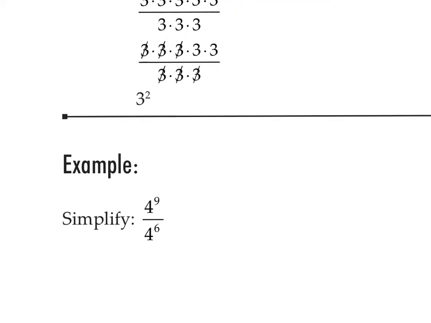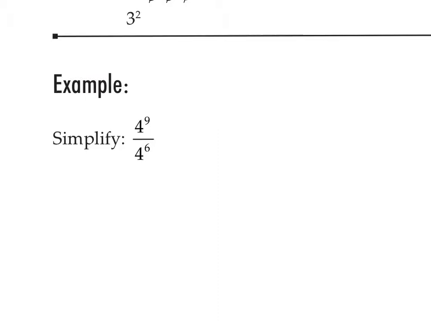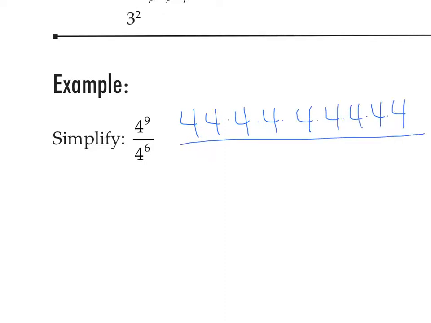So what do we have down here? This time we have a base of 4. And again, we can write this all out. 9 4's multiplied together over 6 4's multiplied together.